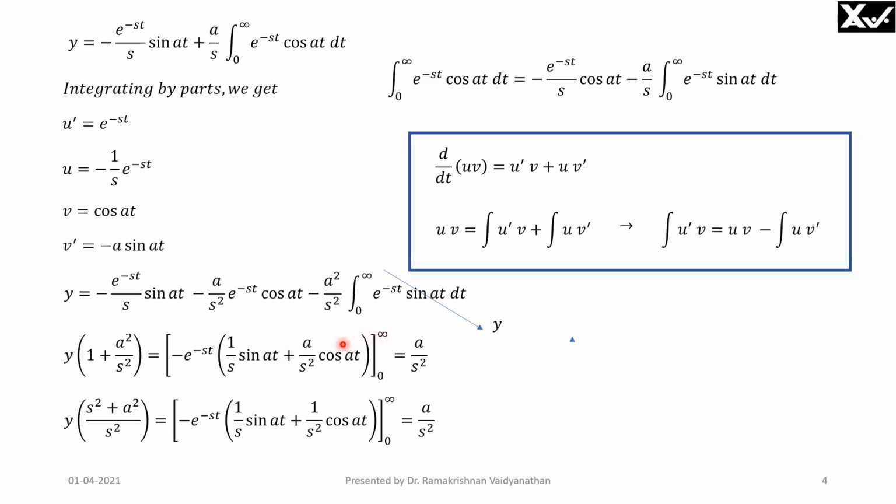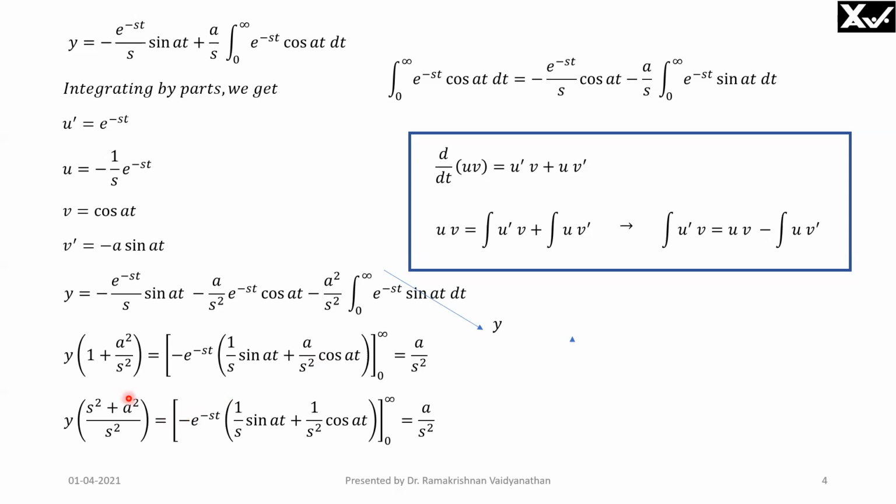So if you put infinity, the entire term will become 0 because e power minus infinity is 0. And if I put 0, it becomes 1, and this becomes 0, and this becomes a by s squared. Minus of minus becomes plus, is a by s squared. Yeah, because 0 is the lower limit, so minus of.